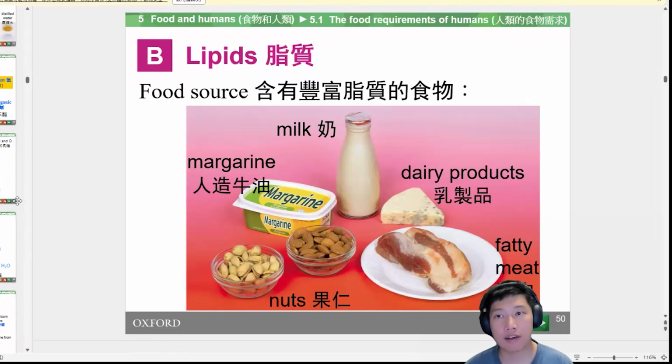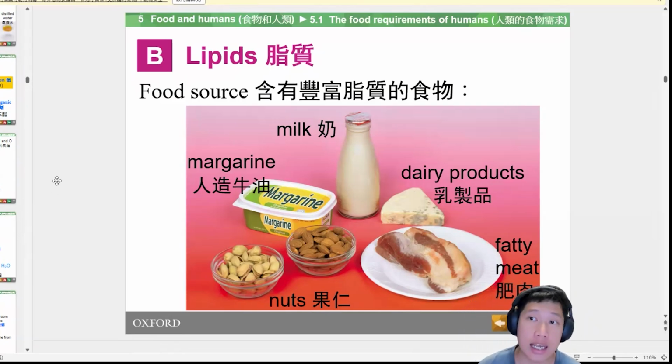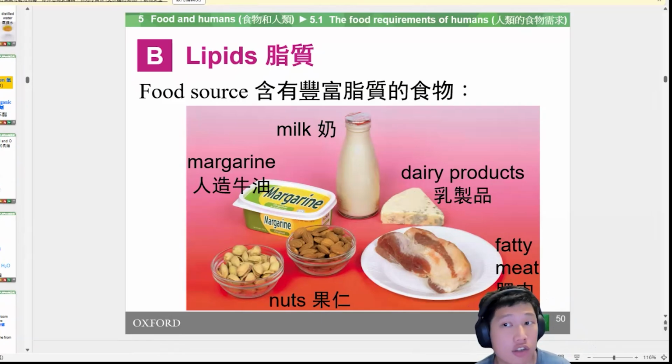Okay, so last lesson we mentioned two important food substances, and these two food substances do contain energy value. Today's lesson, I would like to recap some of the concepts that I mentioned last lesson, and then I would like to talk about something new. For example, those food substances that do not contain energy value.